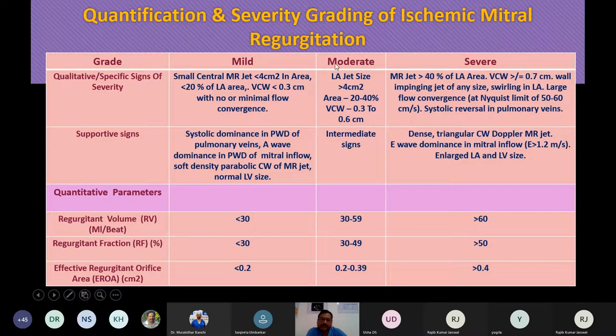If they are intermediate, they are moderate. And if there is a systolic dominance in pulmonary pulse wave Doppler, the E-wave velocity is less than 1 meter per second, the jet area is occupying less than 20% of the LA area, and the vena contracta width is less than 0.3 centimeters, they are considered mild. Anything in between is considered moderate.